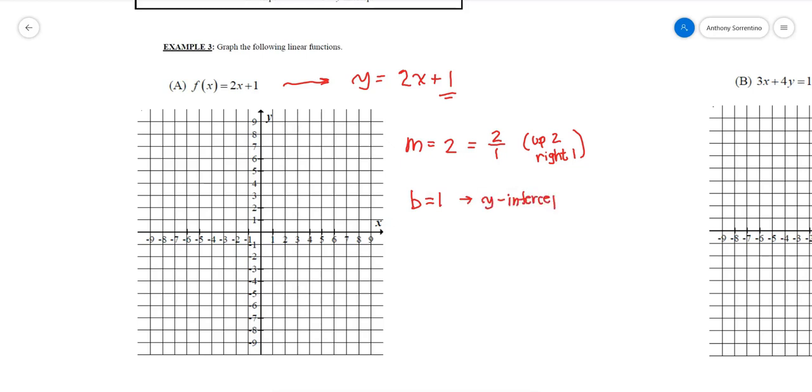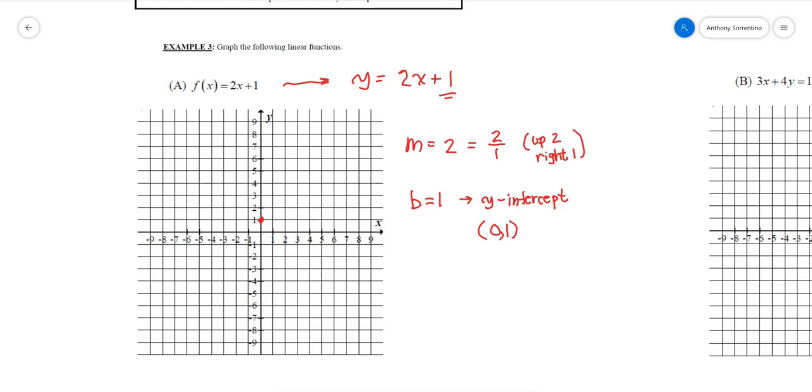Now, y-intercepts means they cross the y-axis. And if they cross the y-axis, they have to have an x-coordinate of 0. So basically, (0, 1) is a coordinate on this graph. So (0, 1) is a point on this line, and then from there I could plot other points.